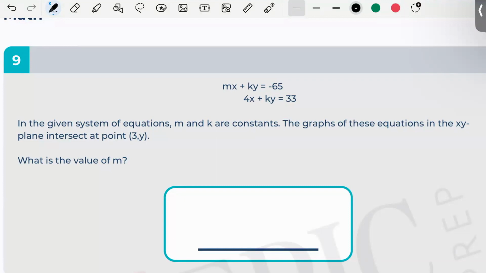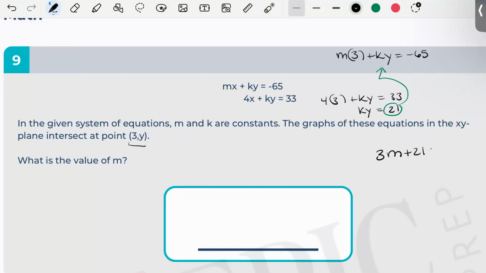Okay, so I could substitute (3, y) into both of the equations. Let's see what happens. So m times 3, you don't have to really substitute the y because that's already there. And then here, when I substitute, it will give me 4 times 3 plus ky equals 33. So ky, subtract the 12, gives me 21. Okay, well actually that works amazingly because now I have the value of ky, so I can substitute that in here.